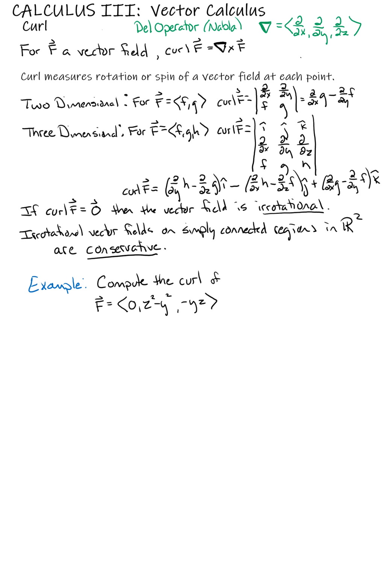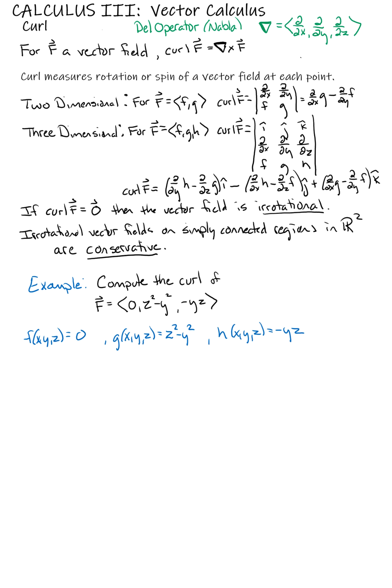Now let's take a look at an example. Let's compute the curl of, oh, there it is, a three-dimensional vector field. First thing I think we should do is go ahead and identify what the functions are. F of x, y, z is just 0. G of x, y, z is our second component there, which is z squared minus y squared. And then finally, let h of x, y, z be that last one, which is negative yz, that third component.